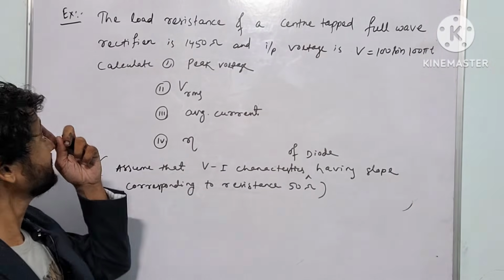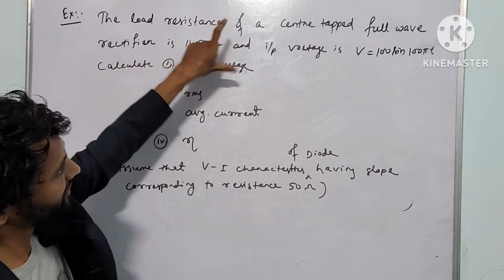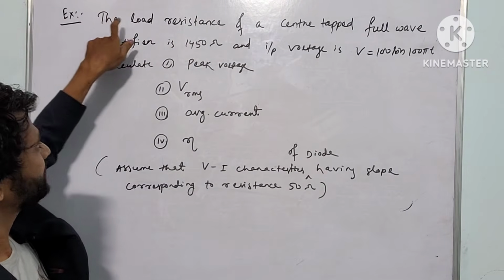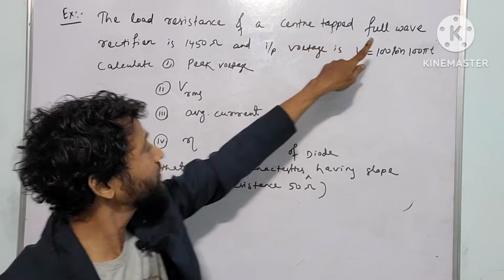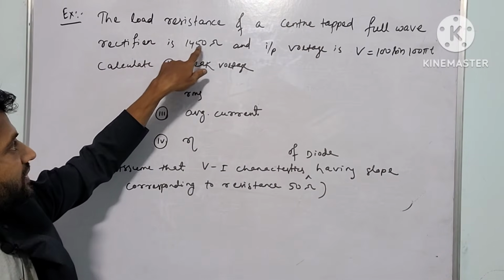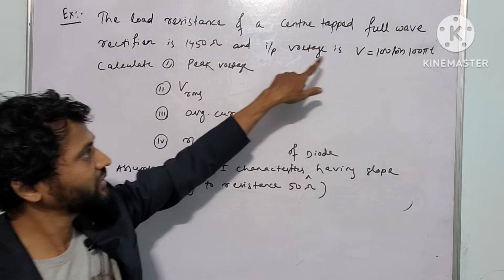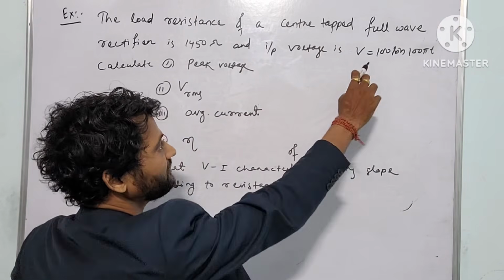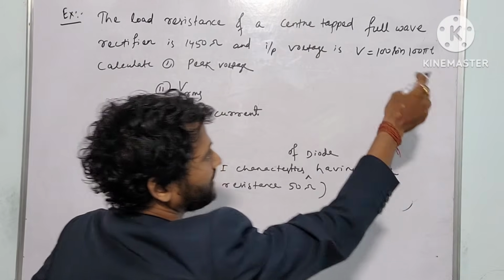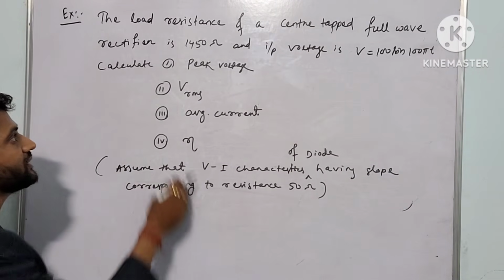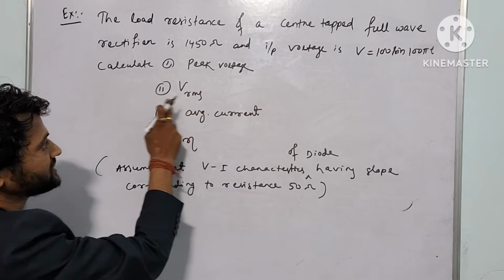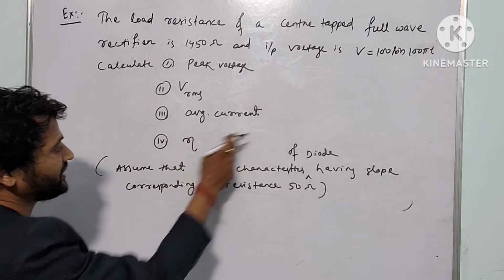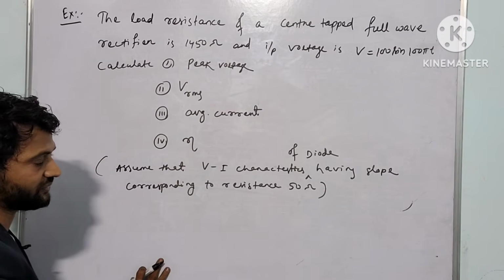Okay, coming to the next question. So here the question is all about full wave rectifier. The load resistance of a center tap full wave rectifier is 1450 ohm and input voltage is given in terms of instantaneous equation, which is V is equal to Vm, 100 sine 100 pi t, right? So we need to find out peak voltage, RMS voltage, average current and efficiency of that full wave rectifier.